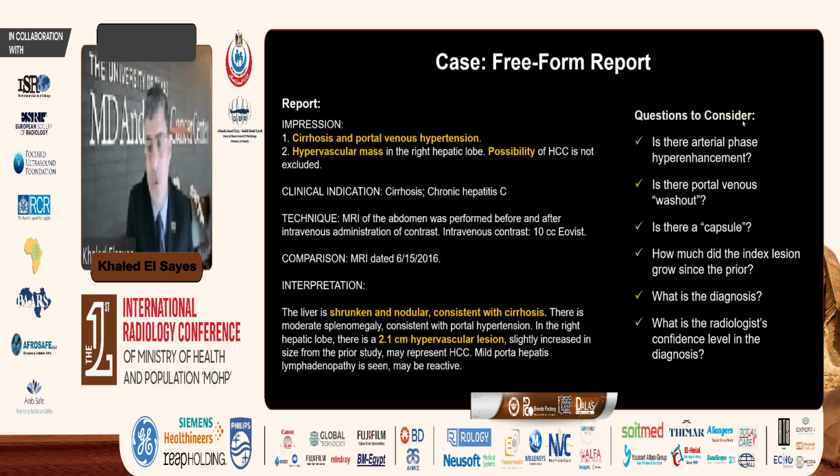Here are important questions to consider when you are reporting an observation. Did you report arterial phase hyperenhancement in this observation? Is there portal venous or delayed washout? Is there a capsule? How much did the index lesion grow since the prior? What's the diagnosis? What's the radiologist's confidence level in the diagnosis?